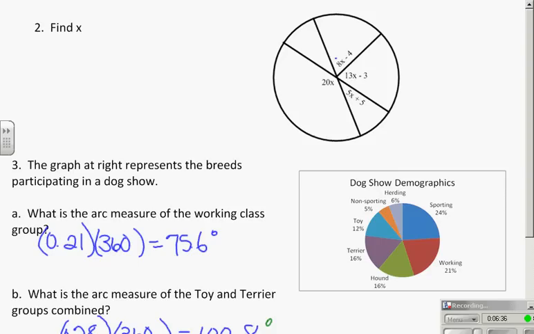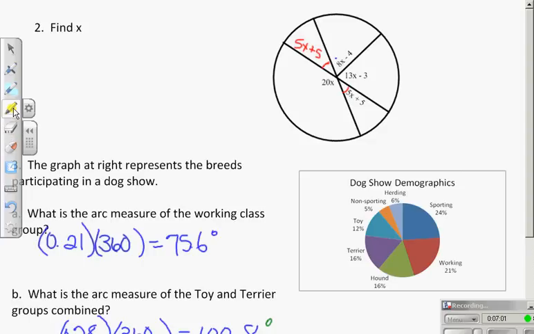Some more examples. Finding x. A couple of different ways to do this problem. First thing to notice is that this angle seems to not have a measure, but if we remember our very favorite vertical angles, we know that that one is also 5x plus 5 by vertical angles. You could add all of these pieces up and get 360 and solve for x.